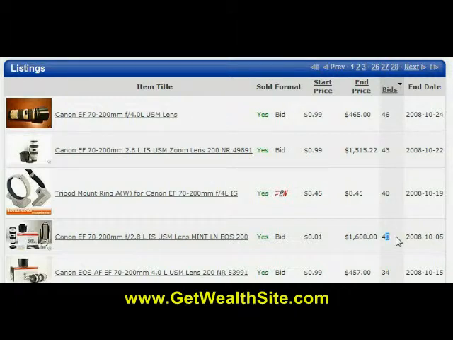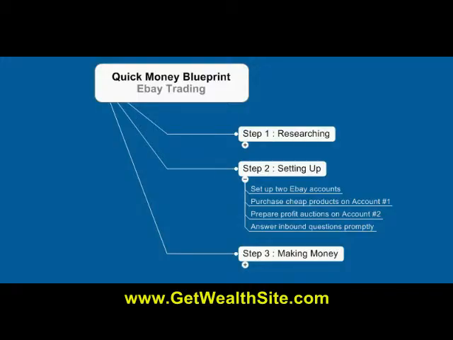If you see a product where someone's listing a lens and there's only one bid and that one bid was the winner, don't really rely on those, because it could have just been a friend or family member that tried to bid up the auction and no one else bid on it and they won. So always look at the ones that have dozens of bids. That's all there is to creating a profit auction.